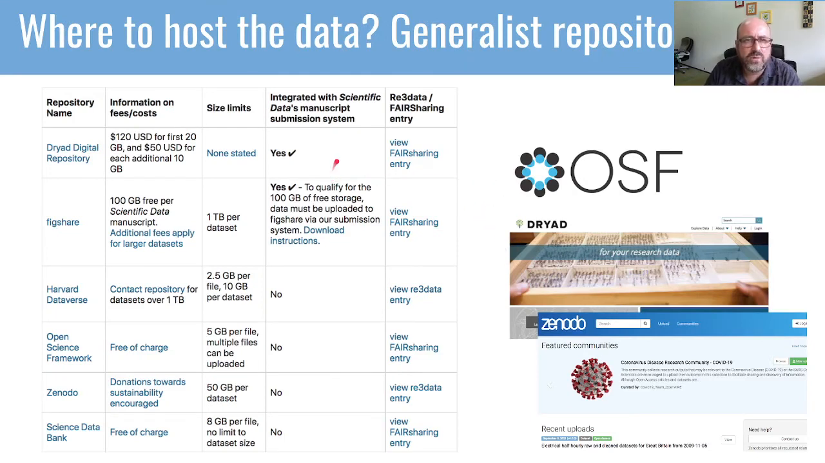There are so many places to host the data. There are generalist repositories, and most of them are free. I have some examples. Open Science Framework, which is the one I use, is free of charge. There's a limitation of 5 gigabytes per file, but multiple files can be uploaded. So it's a very good option in terms of reproducibility. And Zenodo is another one. There's also Dryad, but it's paid, it's not free. They have so many options to choose from.